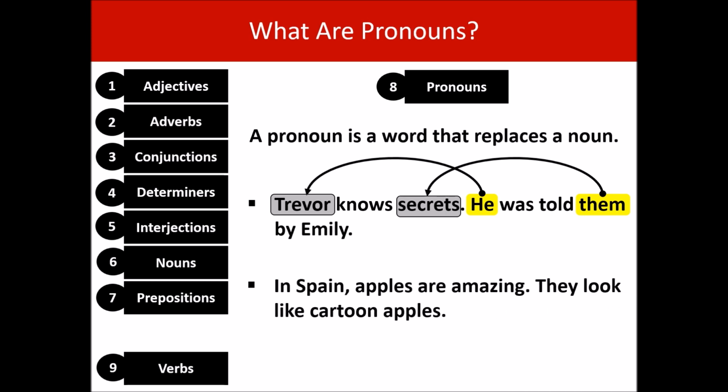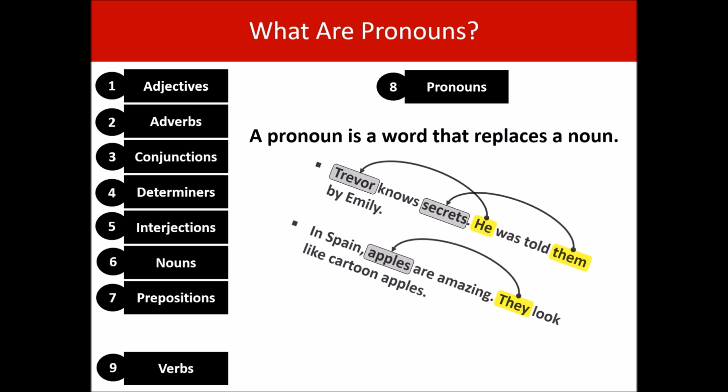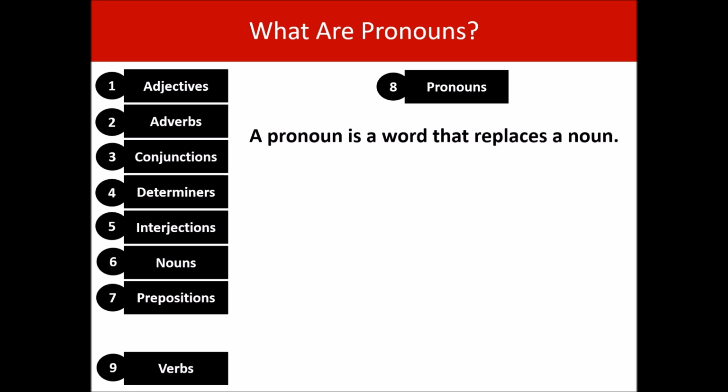Here is another example. In Spain, apples are amazing. They look like cartoon apples. They is an example of a pronoun, and it replaces the noun apples. Okay, so we're starting to get the idea.